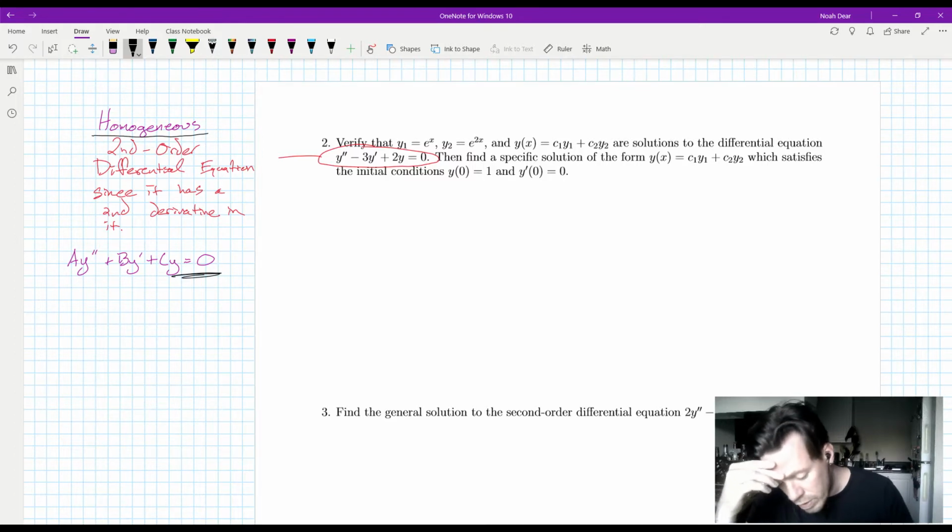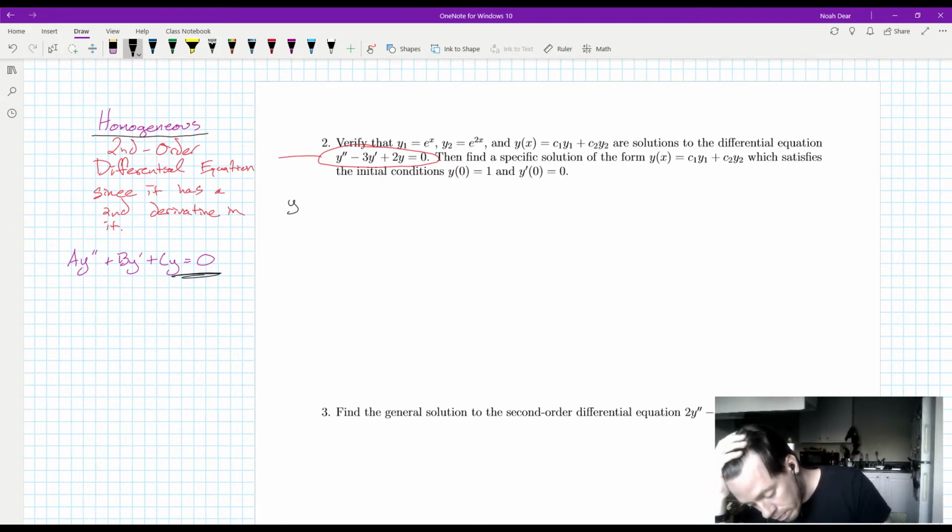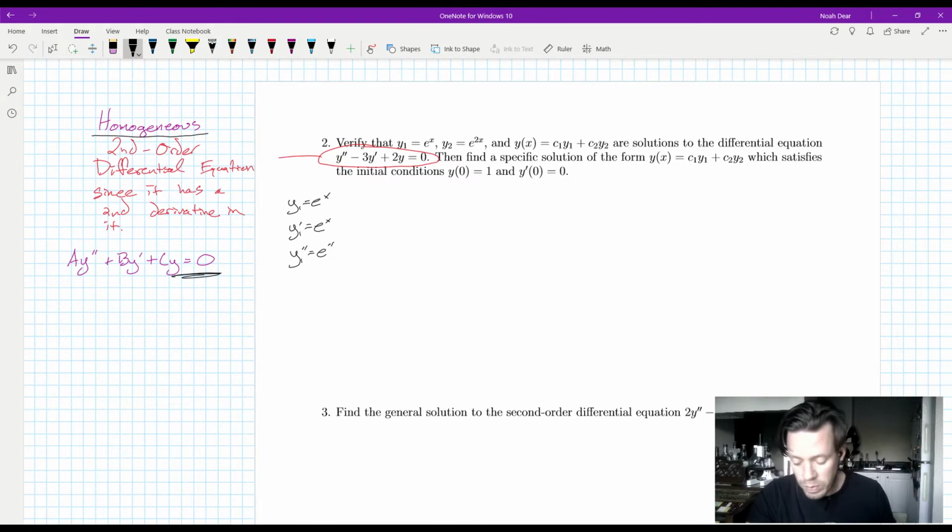Okay, so we want to start by confirming that y1 is a solution to this. To confirm that y1 is a solution to the differential equation, we are going to find its first and second derivatives, because we need to plug them all into the differential equation. Now that I have these derivatives, y equals e to the x has derivatives of e to the x and second derivative of e to the x as well.